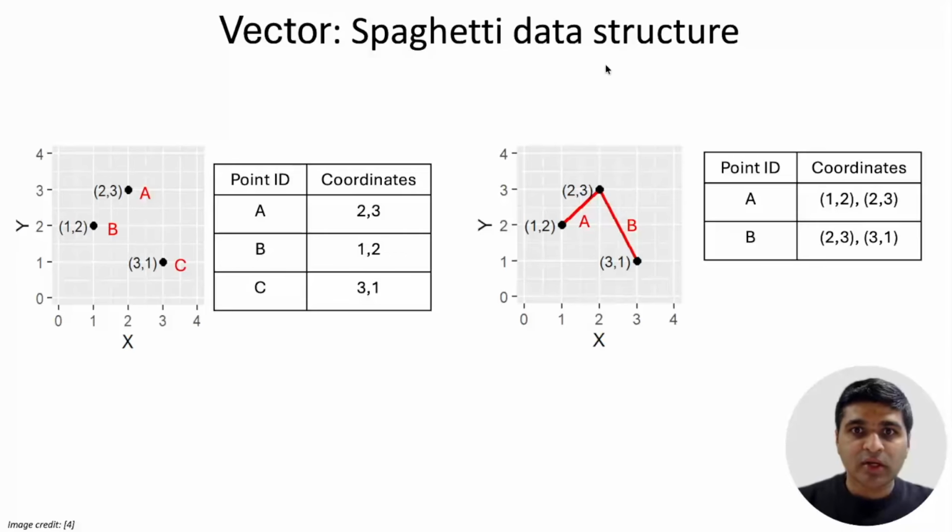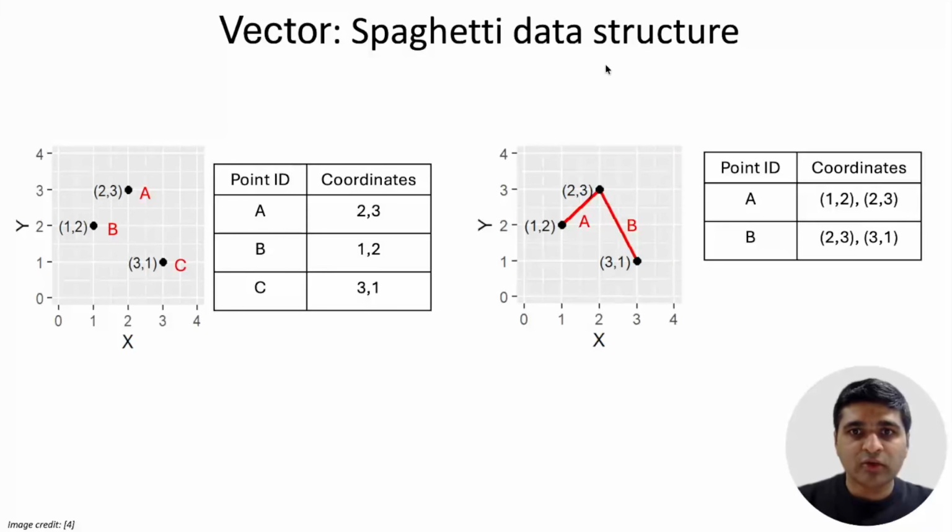Now let us see how relationships between features are stored in the vector data model. There are two main methods called spaghetti data structure and topological structure. The spaghetti model is the simpler one. Here every feature, whether a point, line or polygon, is stored separately as just a list of x and y coordinates. In this model, if two lines cross, the system does not know they intersect. If two polygons share a common border, the system does not recognize that either.